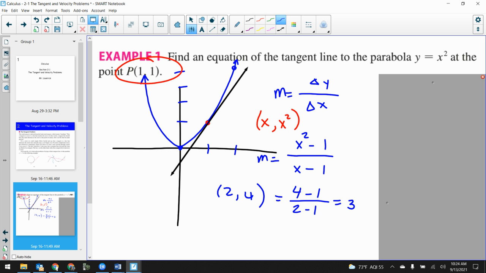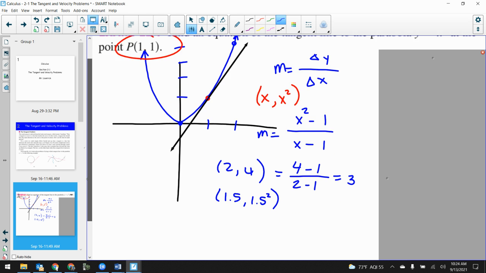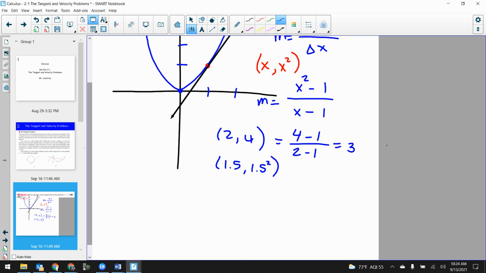So what are we going to do? Well, let's try to decrease that value. I picked 2, and that was way far out there. Maybe 1.5 would be better. And I'm going to say 1.5 comma 1.5 squared, because that's the xy pair that I would have. So that would be like saying 1.5 squared minus 1 over 1.5 minus 1.